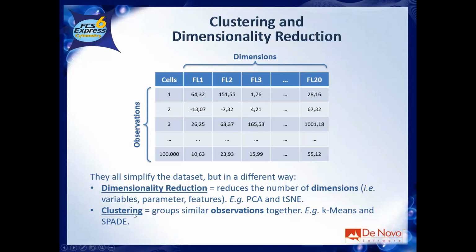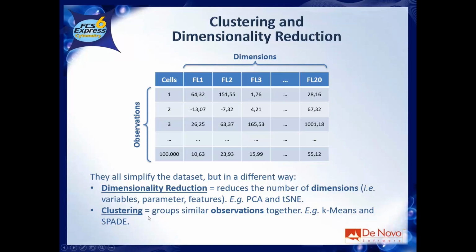What clustering does is group similar observations together. Let's say that you start with 100,000 cells and you want to create 10 clusters. At the end, you will not have 100,000 rows. You will just have 10 rows in your table. So your table will be much more simple. Examples of clustering are k-means and SPADE.